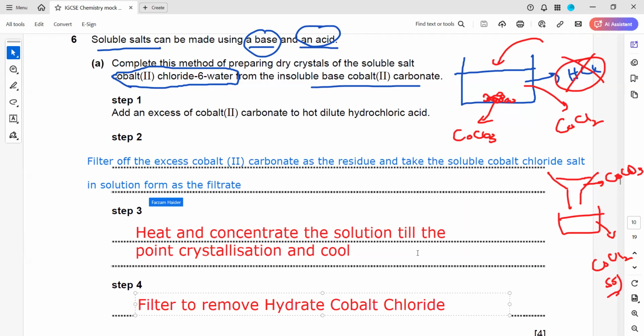So hydrated salts are there. These hydrated salts cannot be heated in an oven. So that's why we have to dry with the tissue paper.